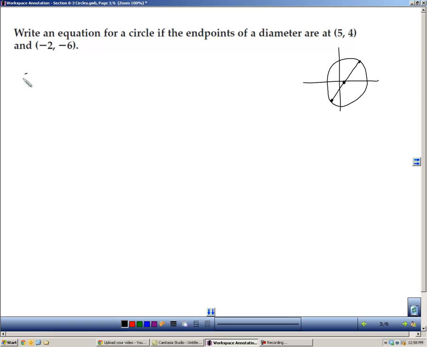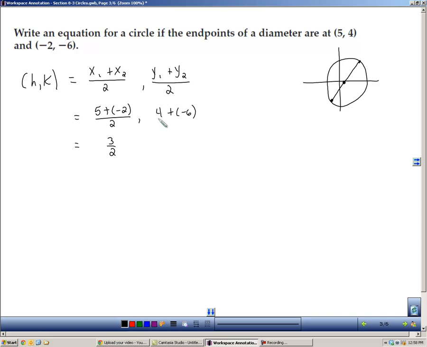And we know how to find midpoints because we have a formula for that. So we're going to find the center of our circle, our (h, k), by using the midpoint formula. We're going to add the x's and divide by 2. So that's going to give us 5 plus -2, divided by 2. So we get 3/2 for our x-coordinate. And then we'll add the y's, 4 plus -6, and divide that by 2, so that's -2 over 2, which is -1. So we now have found the center of our circle at (3/2, -1).